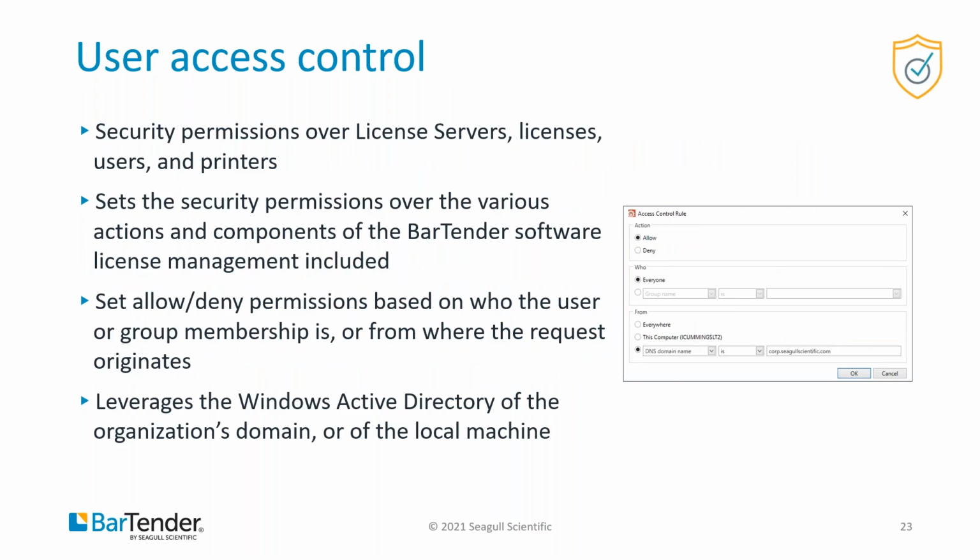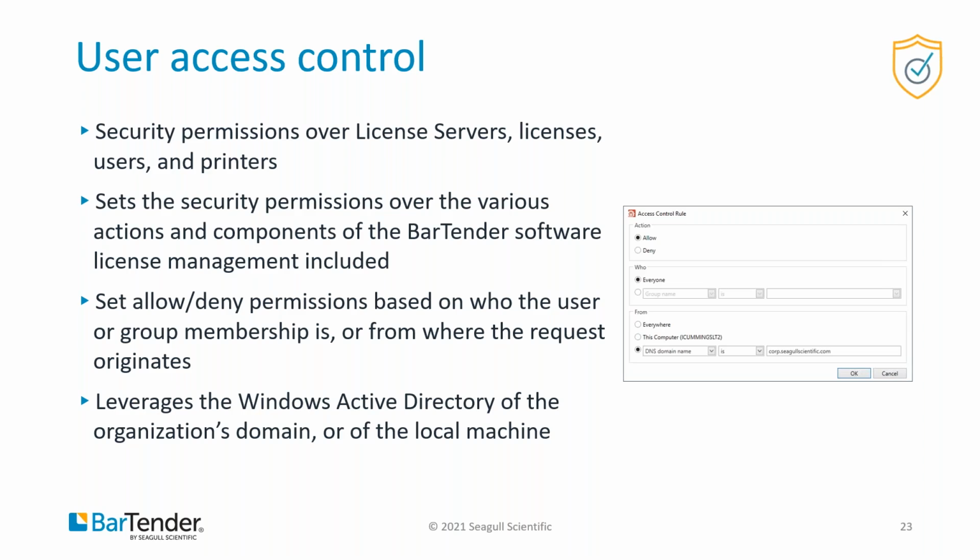Inside the license server, we can also specify user access control. So this is all about security, setting allow or deny permissions over who and from where people have access to licensing. And this user access control can be applied to the license servers itself, the licenses, so individual BarTender licenses, over users, and also over printers and printer groups and printer pools, which we'll be talking about shortly.